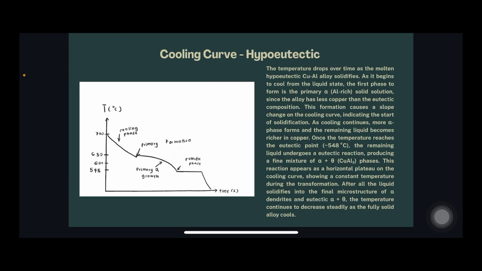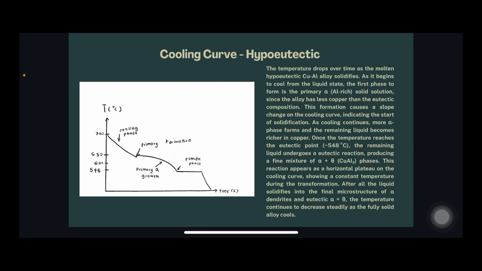And then we go to the cooling curve of hypoeutectic. As you can see in the drawing I have provided for your reference, the temperature drops over time as the molten hypoeutectic aluminum copper solidifies. As it begins to cool from the liquid state, the first phase to form is the primary alpha solid solution. Since the alloy has less copper than the eutectic composition, this formation causes a slope change on the cooling curve, indicating the start of solidification.